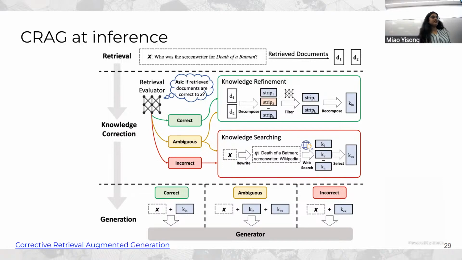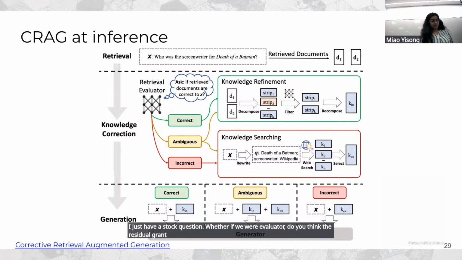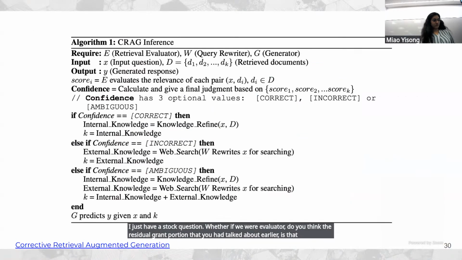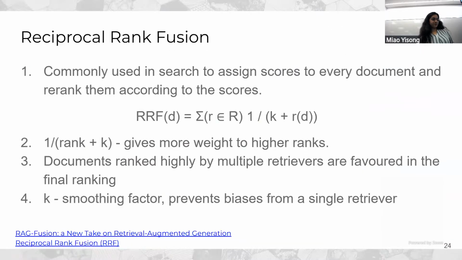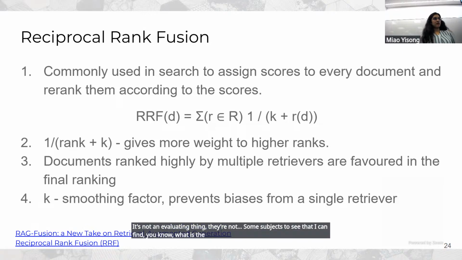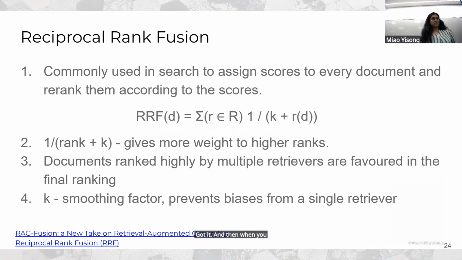I just have a small question. For the retrieval evaluator, do you think the reciprocal rank that you had thought about is a kind of retrieval evaluator, or is it something different? This is not a retrieval evaluation. This is just to re-rank the documents that we have. It's not evaluating the documents as such, it's just re-ranking and trying to figure out what the most relevant document is. Right, and then only the relevant ones get through.